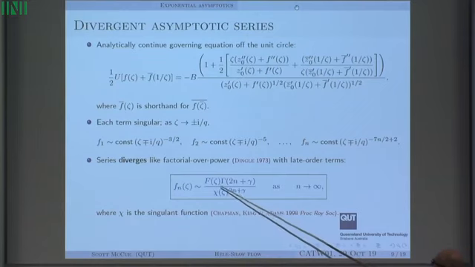And this type of divergence is called factorial over power divergence. And so you can write that the late terms in the series look something like this. And this is what we're going to use as an ansatz later.